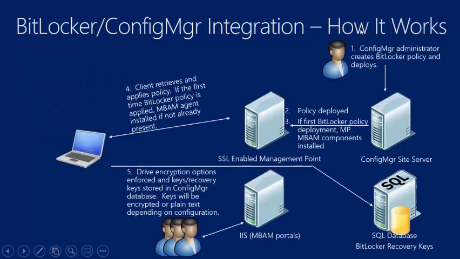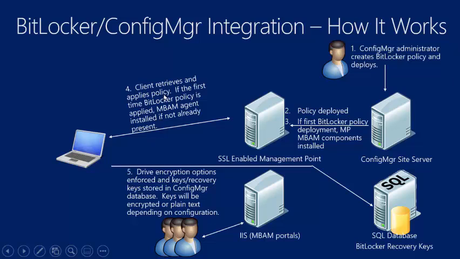Okay, so how does this all work? Just a quick diagram to give you an idea, right? Number one, the Config Manager admin is going to create, and this assumes that the infrastructure is ready, which we'll get into, the BitLocker policy and deploy it. Step number two, the policy is deployed to the SSL-enabled management point. If this is the first BitLocker policy deployment, the MP MBAM components are installed. Step number four, the client is going to retrieve and implement the policy.